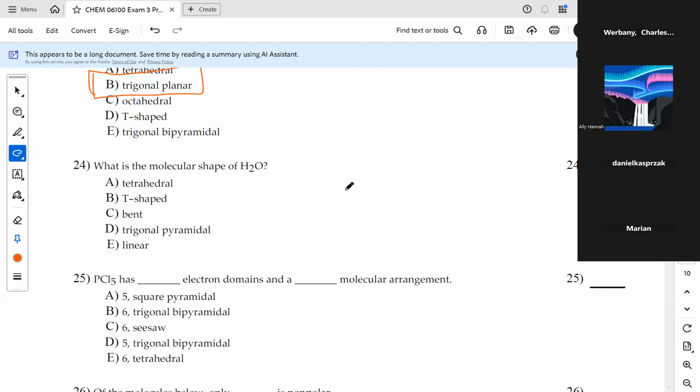H2O. Okay, so this we've done like a billion times now, right? So we do our valence electron count. We have 6 from oxygen, 2 more from the hydrogens, so we have 8 valence electrons total. 2 are used in the bonds, 2 more lone pairs on the oxygen. So we end up here with our central atom having 2 bonding, 2 lone pairs, and we know that gives us a bent molecular geometry. The same thing with 2 bonding pairs, 1 lone pair would also be bent.